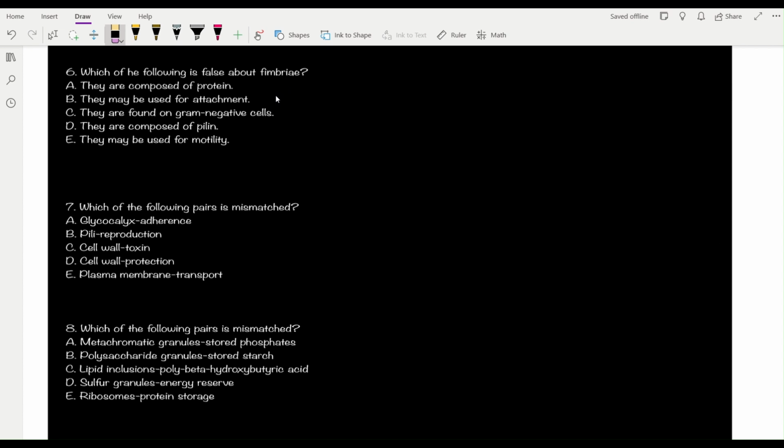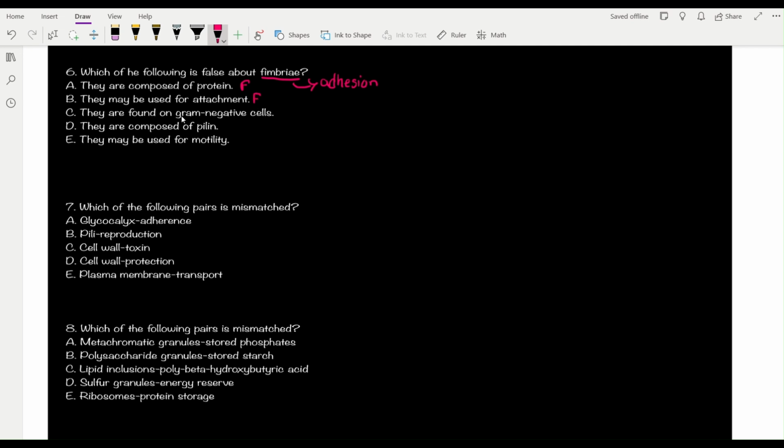Which of the following is false about fimbriae? You need to know what fimbriae are. They're short appendages that are for attachment or adhesion. So we're going to go down the list. A. They are composed of protein. B. They may be used for attachment. That's true. So we're going to put a T. They're made of protein. They're used for attachment.